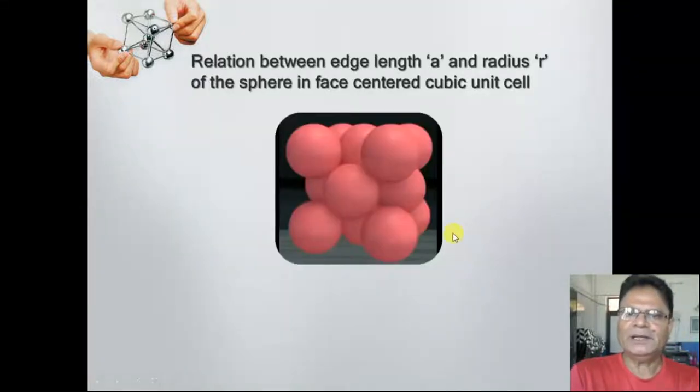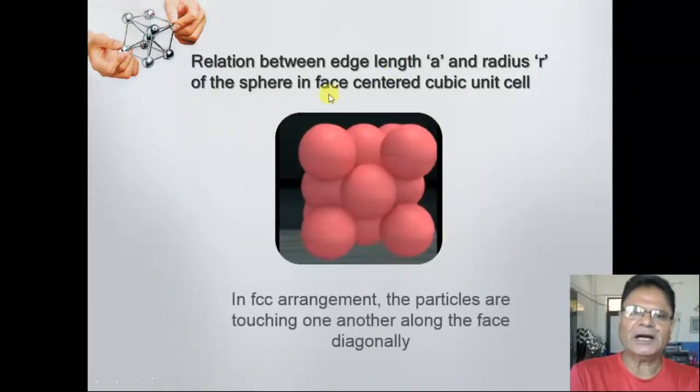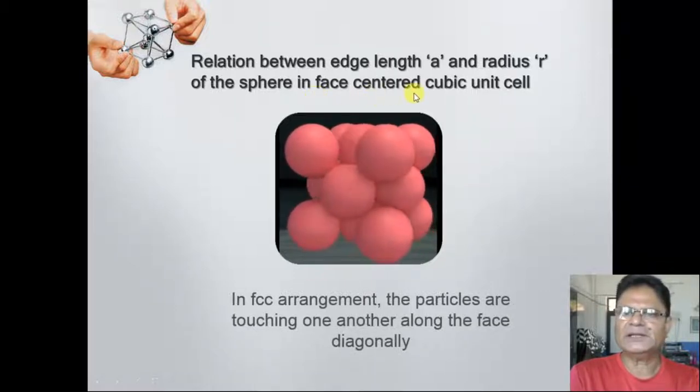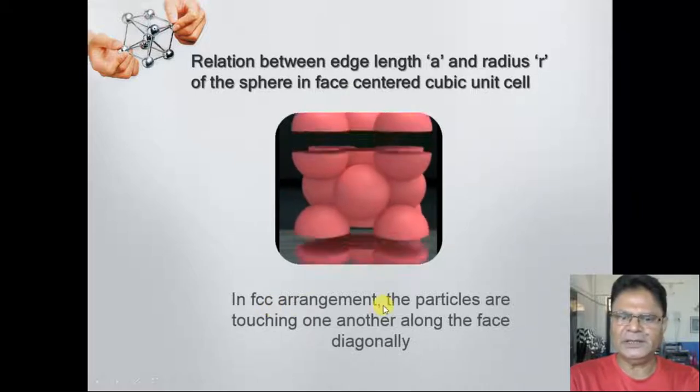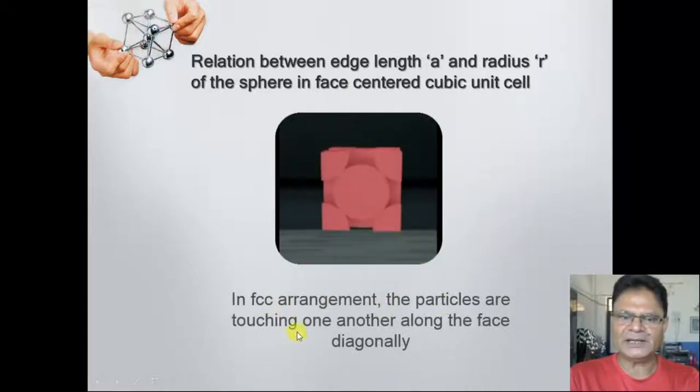Relation between edge length a and radius r of the sphere in face-centered cubic unit cell. In face-centered arrangement, the particles are touching one another along the face diagonal. So this is the face diagonal, and these are the particles present at the corner, and this is the particle present at the center of the face. So this face-centered particle is in contact with the particles present at the corner.